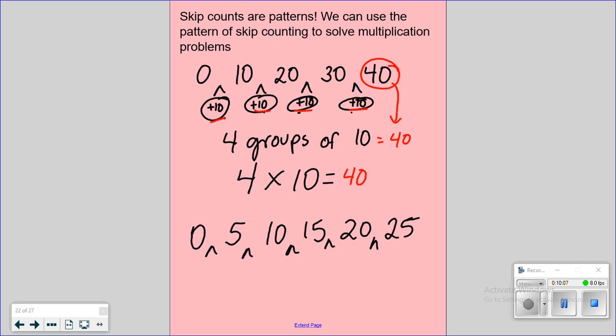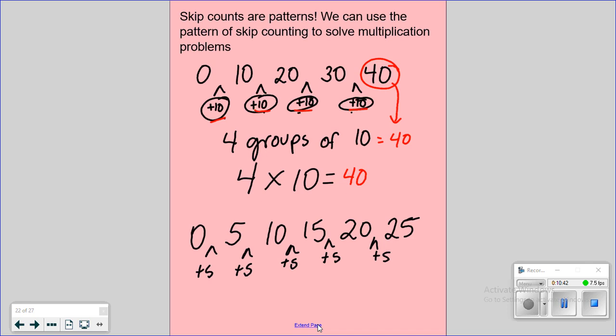What is changing in my pattern? Not a trick question. Elena? 5. Specifically, I'm going up 5. So I write plus 5, plus 5, plus 5, plus 5, plus 5. See a lot of the same number over and over again, that repeated addition.